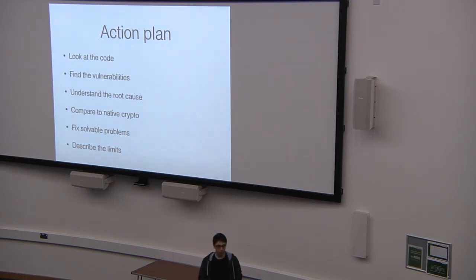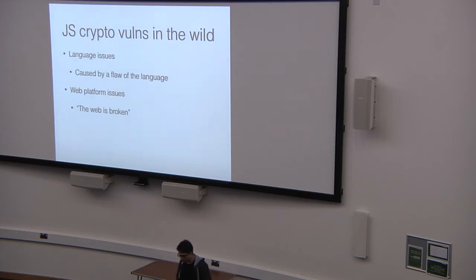And this is what the talk is actually about. So if you take a look at cryptography vulnerabilities present in JavaScript libraries, you can divide them into two buckets. The one bucket consists of problems that are present because of the features or lack of features within JavaScript as a language. And the second bucket is the problem of the web platform. The web platform gives certain restrictions or operates in a certain model that poses problems to doing crypto well.